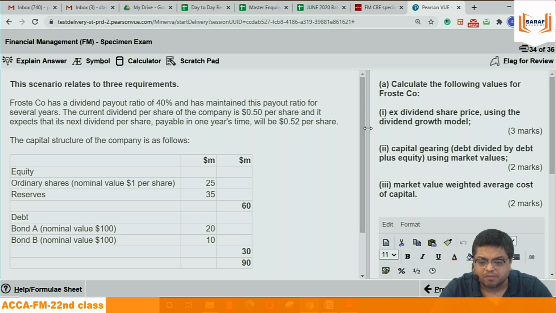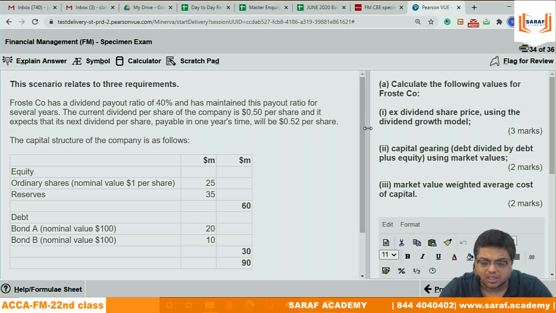The current dividend per share of the company is 0.5 per share, current dividend. And it expects that its next dividend per share payable in 1 year's time will be 0.52 per share. 0.5 plus 40% of 0.5 would be very high. But they are saying that whatever they earn, 40% of that will be 0.52 per share. Okay.